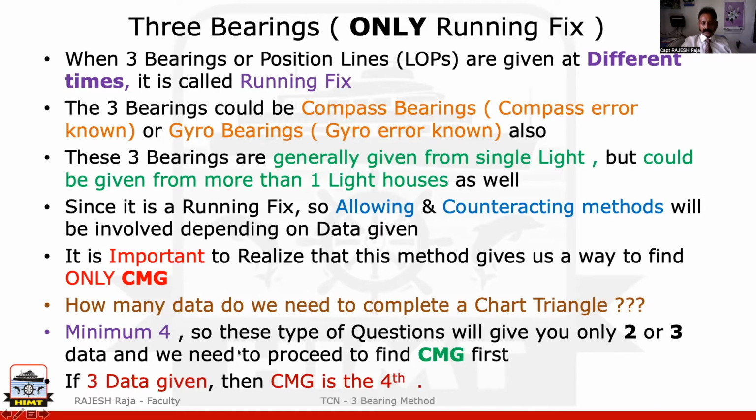So generally, if 3 data are given to you in the question, then the 4th one is CMG, which I can find by the 3-bearing method, and I can complete the question. So let us go to the future slides, where it will give you an example, and then we'll look into the conditions also.